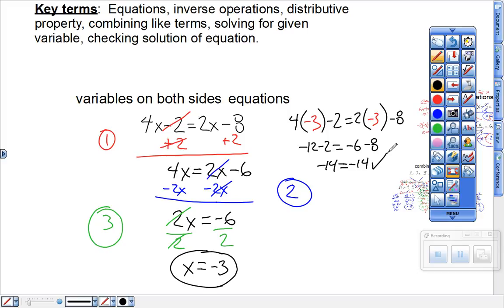So I can see my answer for x, -3, my solution to the equation was correct. When I checked it, it did work. So good luck. For the homework, again, write all these problems down, put your name on it, and turn them in tomorrow. Thank you.